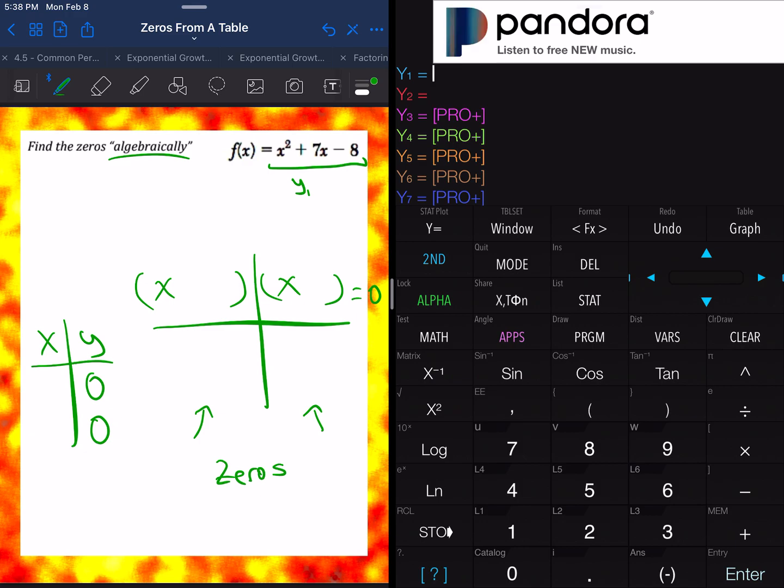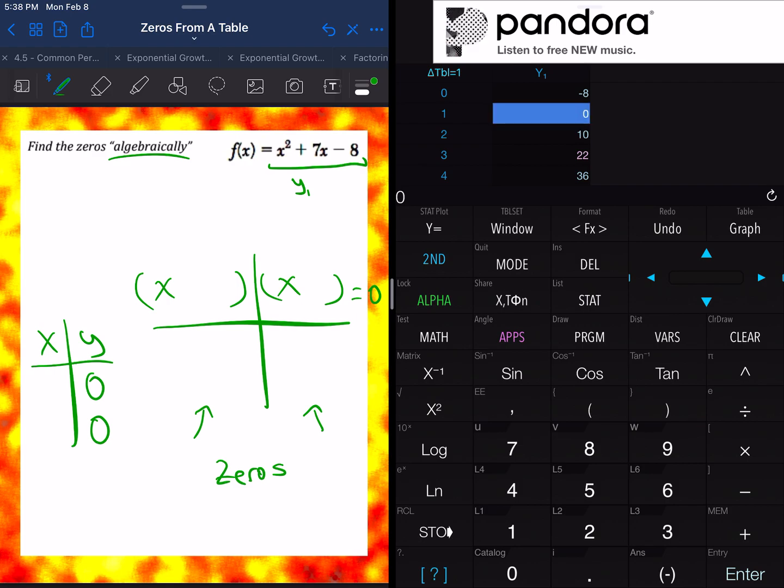All right, let's go over this. Hopefully you typed in x squared plus 7x minus 8. Second graph. I already see one of my zeros. 1. And the other one is right there, negative 8. 1 and negative 8. Those go right here.